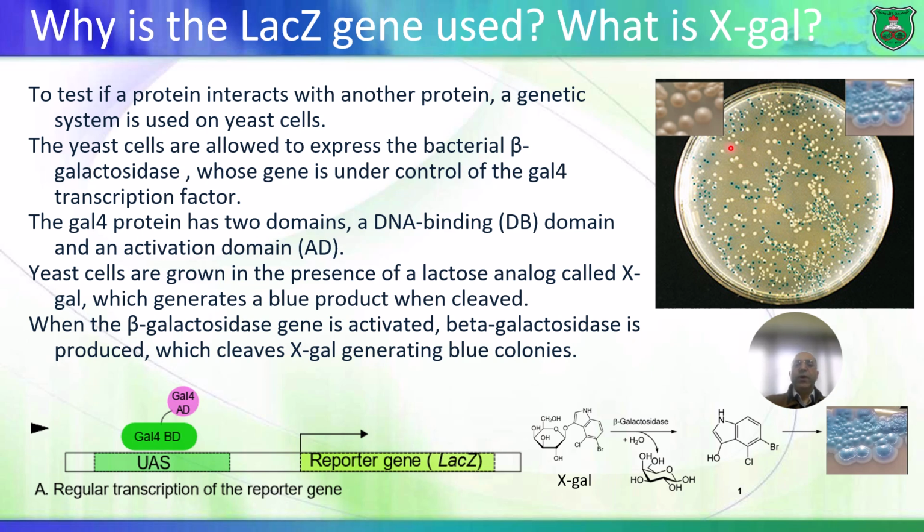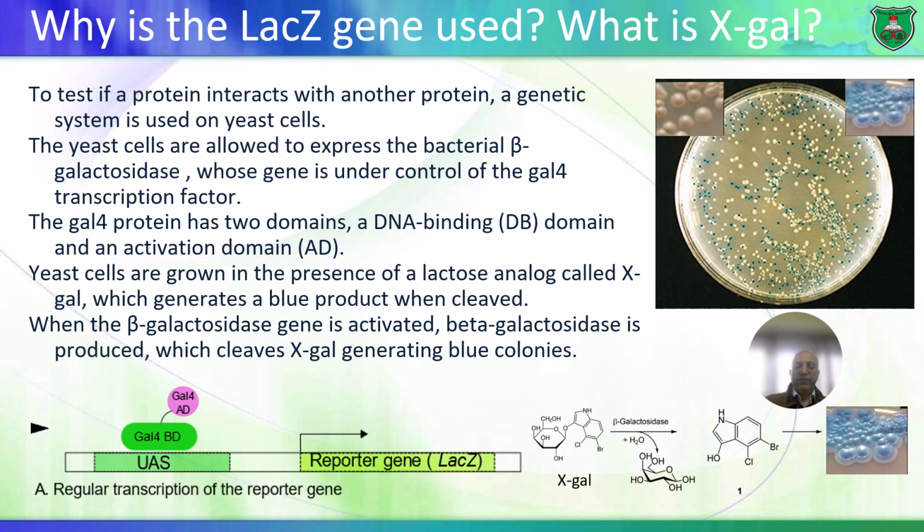So we have these white colonies that do not express the LAC-Z gene or do not produce the beta-galactosidase, and we have the blue colonies that produce the beta-galactosidase. Okay, so what do we do?